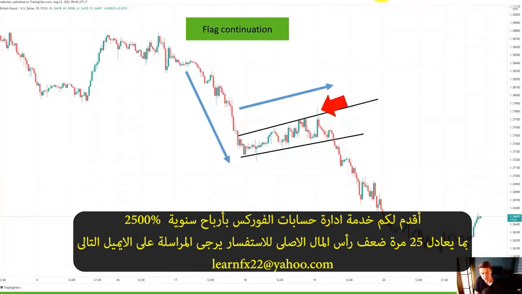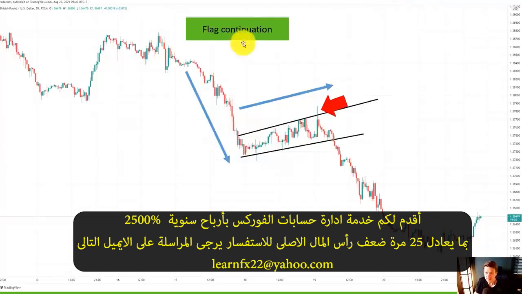So flags are probably among the most reliable trading patterns. Flags are considered trend following or trend continuation patterns. And on Pattern Alpha, we created a trading algorithm that trades different patterns. And among one of them is a flag. And what we have seen is that the flag is among the most reliable patterns.